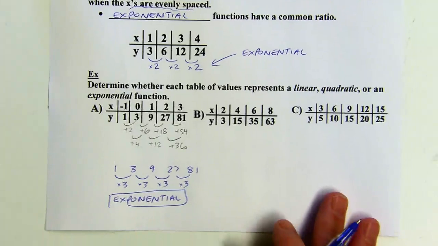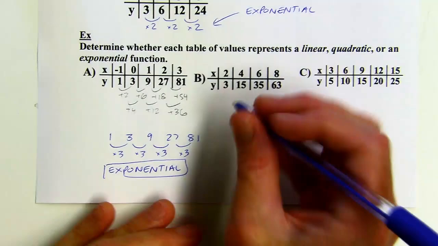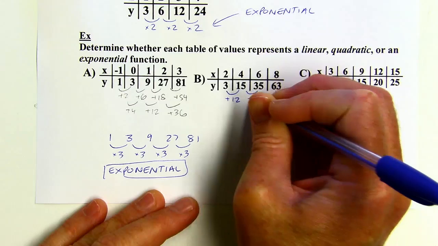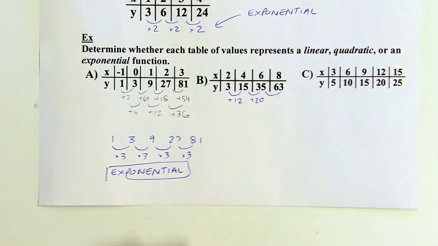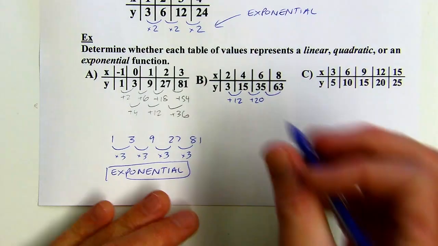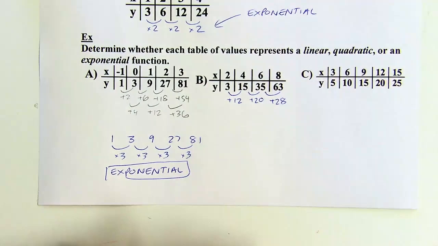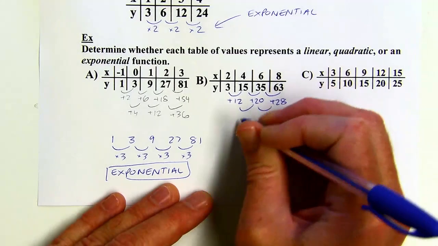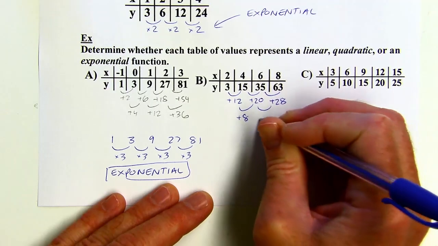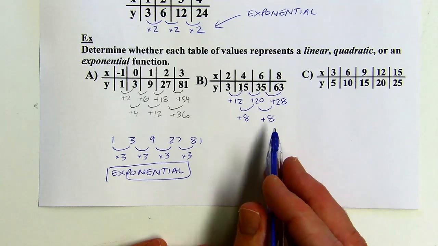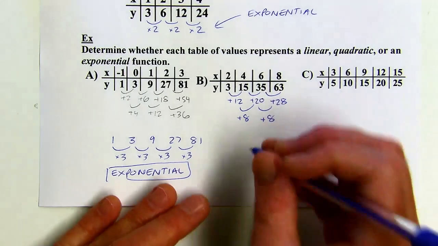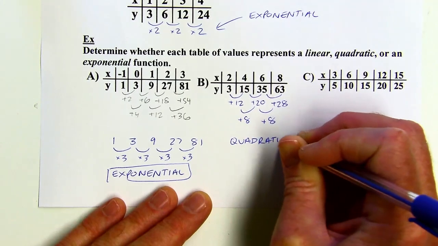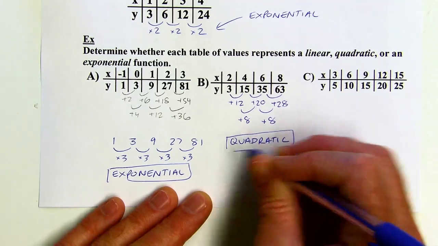Let's try another one out here. Looking at adding first, we'd add 12. 15 plus 20 would be 35, and 63 minus 35 is 28. Now that's not linear because I don't have a common first difference. Let's check the second differences. And we're adding 8, so we do have a common second difference. That means these points would fit a quadratic function, so they would fit on a parabola if you graph them.